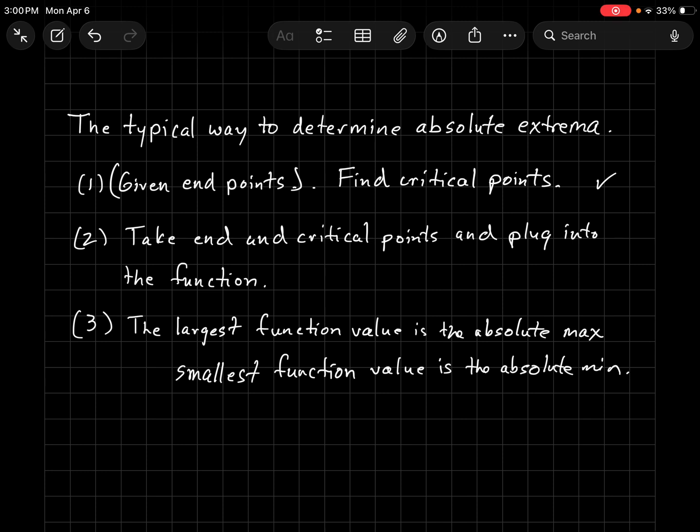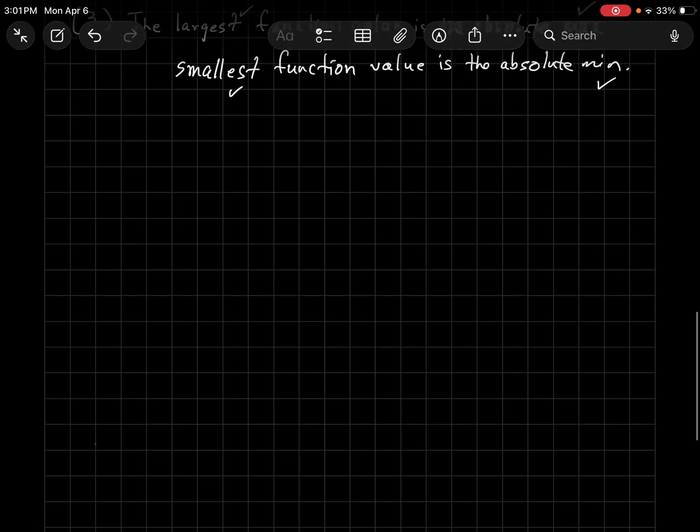and the absolute min. So we're going to take those critical points and those endpoints, and we're going to plug them into the function. And we're going to get the function value at those points. The largest of those function values is the absolute max. The smallest of those function values is the absolute min. Let's take a look at an example.